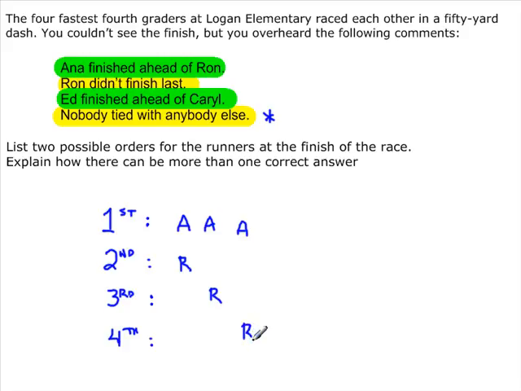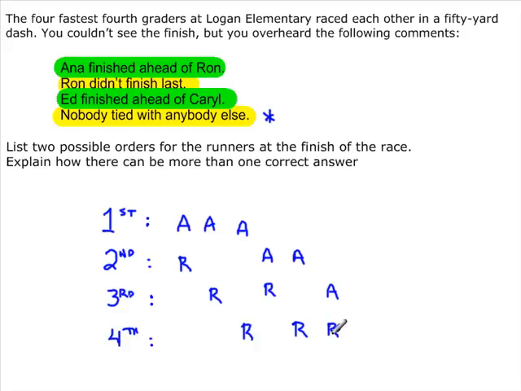This is just going from the first clue, or Anna second and Ron third, or Anna second and Ron fourth, or Anna third and Ron fourth.